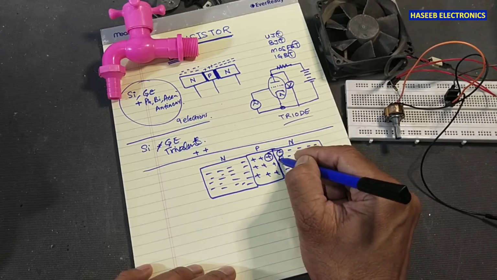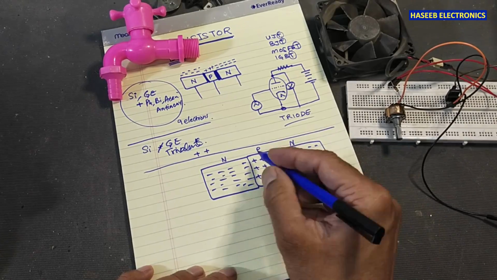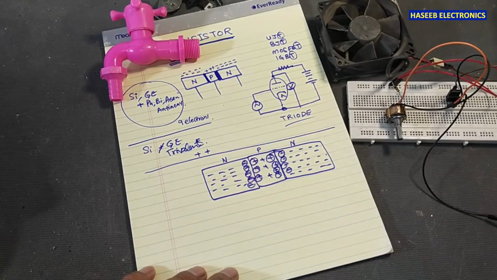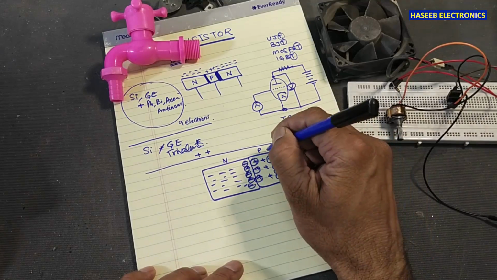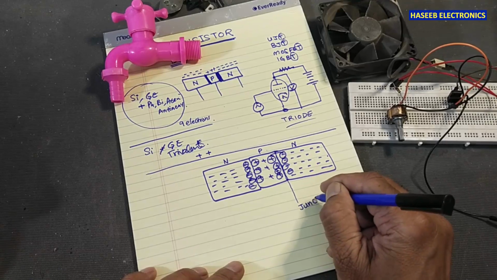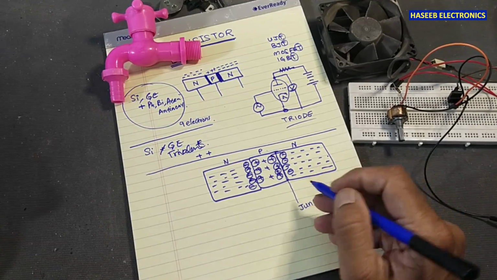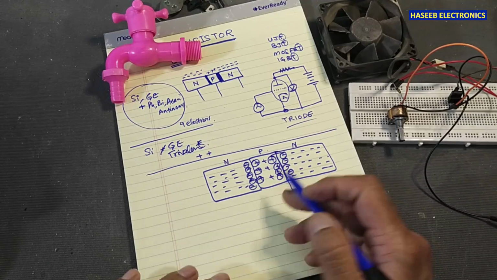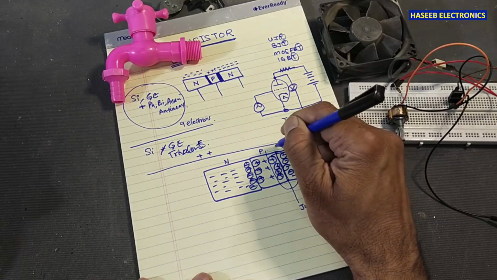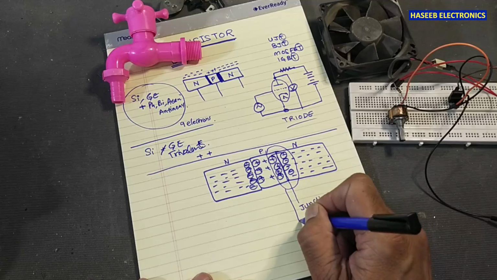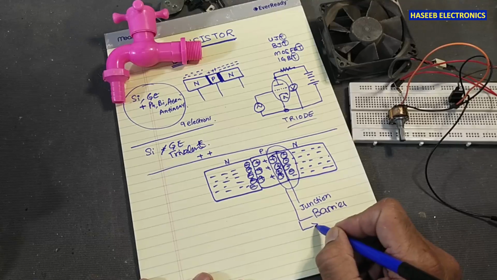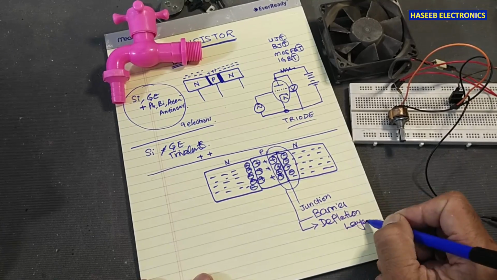Now this area becomes neutral, both sides. This area is now neutralized. This center point is called the junction. We say bijunction, one junction, the second junction. Now this neutral area is called the barrier, and it is called the depletion layer on both sides.